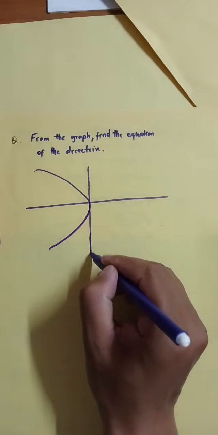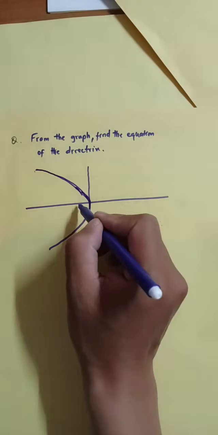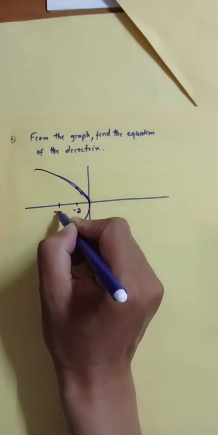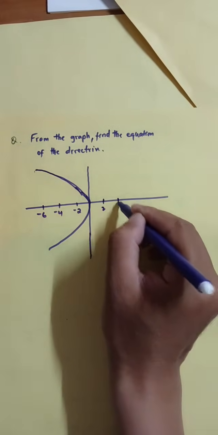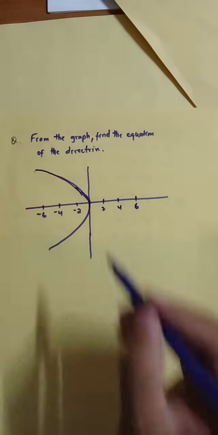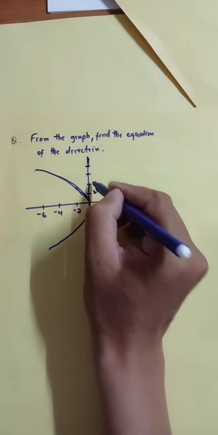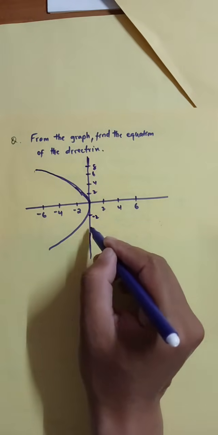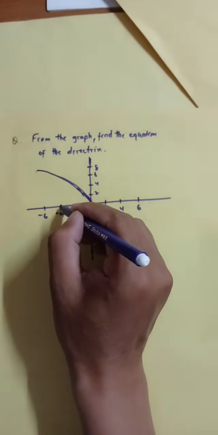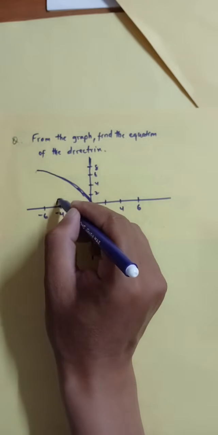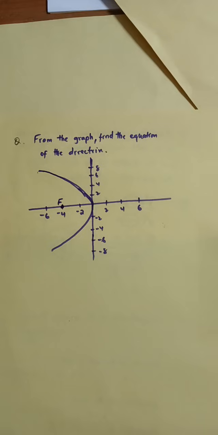Zoom into the parabola. Then we have -2, -4, -6 and 2, 4, 6, 8 on one axis, and -2, -4, -6, -8 on the other. In the graph, the focus is specified. So this is my focus, indicated by F.